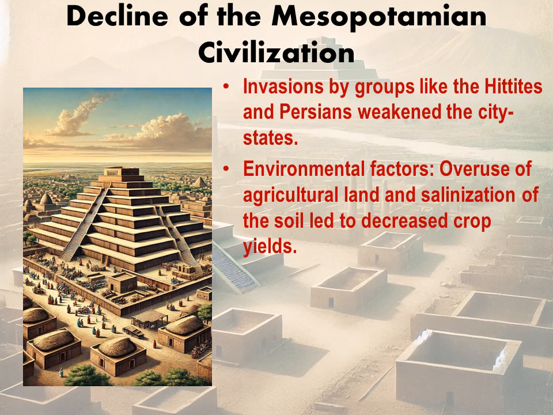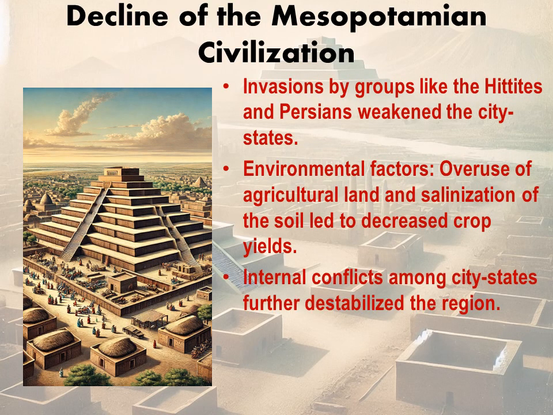And also, salinization of soil sometimes led to decreased crop yields. Salinization of soil means sometimes seawater used to enter the areas of Mesopotamian civilization through rivers or through other kinds of water channels. And as we know that seawater is salty, the soil also used to become salty sometimes, and because of that there was a decrease in the production of crops.